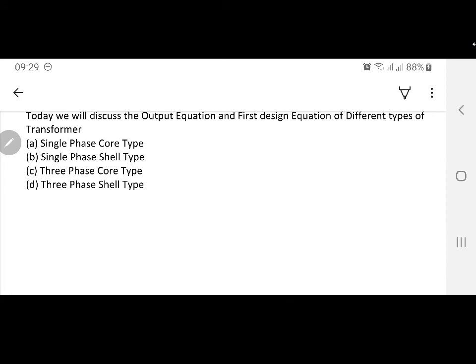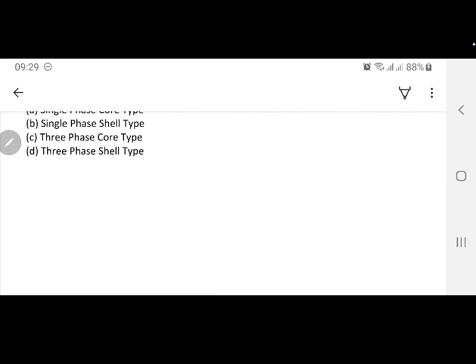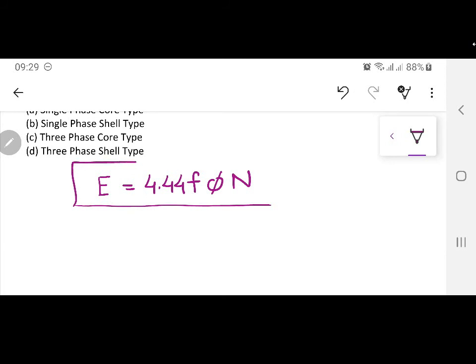Today we are basically talking about the first design equation, and the first design equation which is important is this: E equals 4.44 F flux N. Can anyone tell me how this equation is proven or how this equation comes about? Anyone?